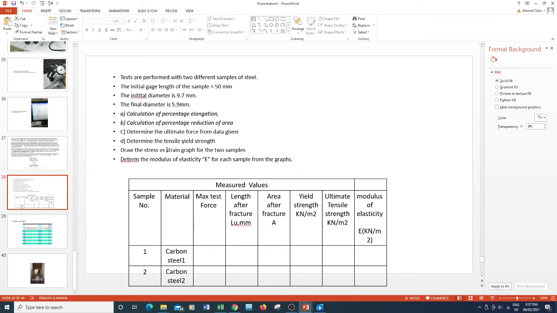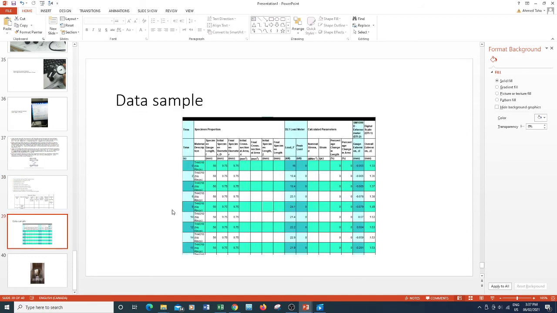from the data given, determine the tensile yield strength, draw the stress versus strain graph for the two samples, determine the modulus of elasticity for each sample, and put it in this table. This is a sample of the data given. We have here the specimen gauge length, the initial specimen diameter, and the final specimen diameter. It actually needs to be corrected. It is 5.9 millimeter. Anyway, I am going to give it to you in the corrected manner.